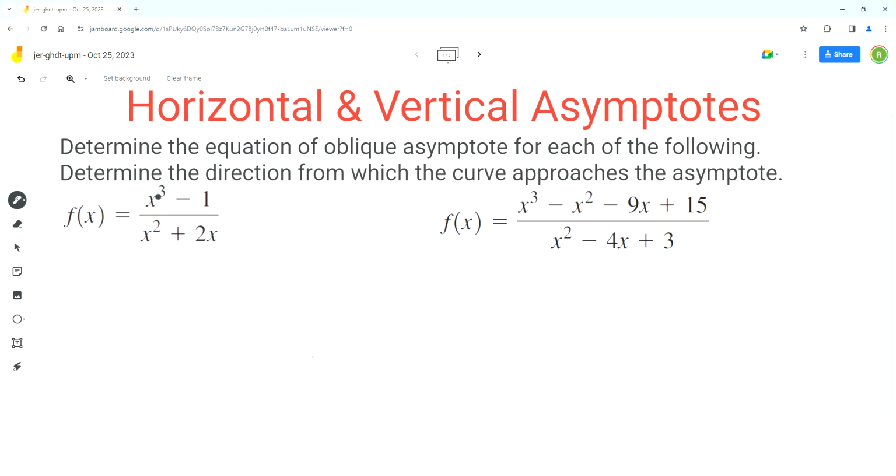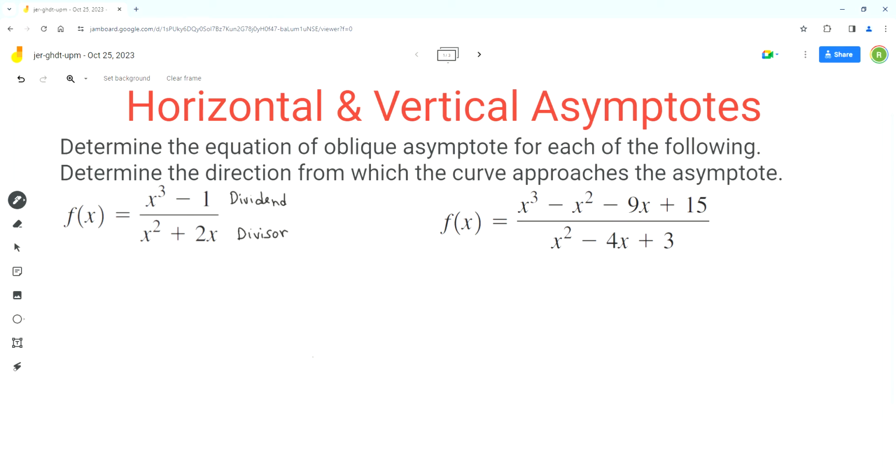f of x equals x cubed minus 1 over x squared plus 2x. So this is a rational function. Now we can get the equation of the oblique asymptote for this function by doing polynomial division. We can use the long division method for this problem. So let's start with the setup. The expression in the numerator is called the dividend and the expression in the denominator is called the divisor.